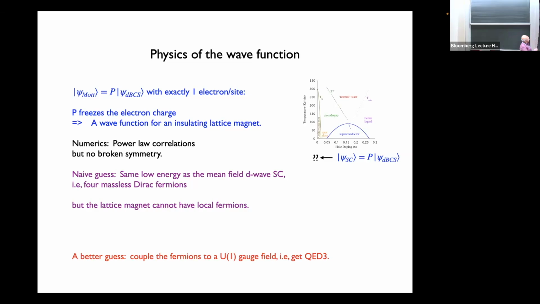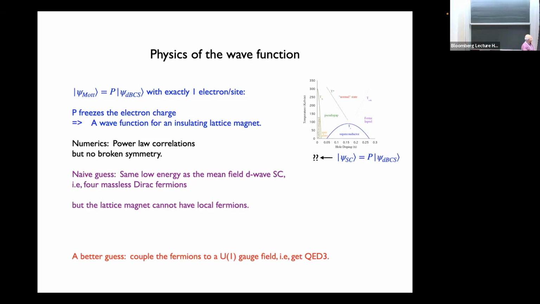So we have a wave function, but we want an effective theory for which this wave function is a caricature, right? So you might guess, the naive guess, maybe it's the same low energy theory as the mean field D-wave superconductor, namely a state with 4 massless Dirac fermions. But that naive guess is clearly wrong, because now I have an insulator with no charge at all, right? There's no fermions in this lattice magnet. So this theory has local fermions, but the lattice magnet cannot have any local fermions. So you have to hide the local fermions somehow.